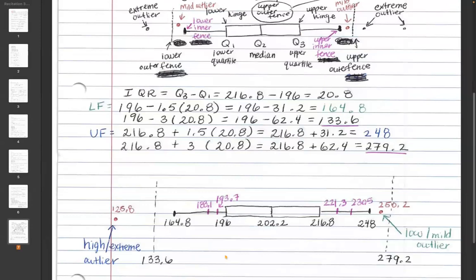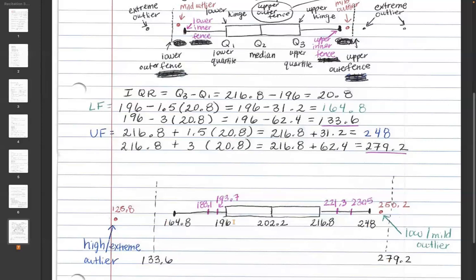Then I made a much cleaner version of this, with the information that we were given and the information we found out. First, I drew a box plot and wrote down the information we were given. 202.2 is the median, 196 is quartile 1, 216.8 is the upper quartile, and these are the fences that we calculated. 133.6 is the lower outer fence. 164.8, which we calculated up here, is the lower inner fence. 248 is the upper inner fence. And 279.2 is the upper outer fence.